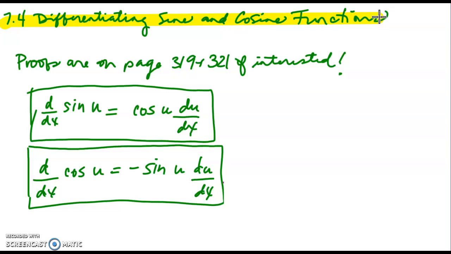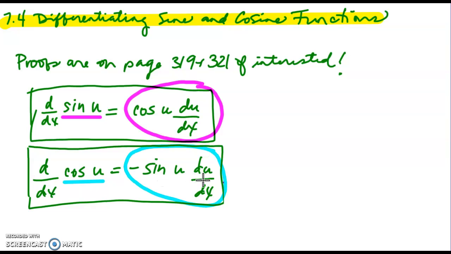7.4, we're talking about differentiating sine and cosine functions. These differentiation rules are given by these two boxes. So for us to find the derivative of sine of u, we will yield this answer. Here's the derivative: cosine of u, same u, multiplied by the derivative of u with respect to x. Similarly, if we're asked to find the derivative of cosine u, our answer will be negative sine u multiplied by the derivative of u.